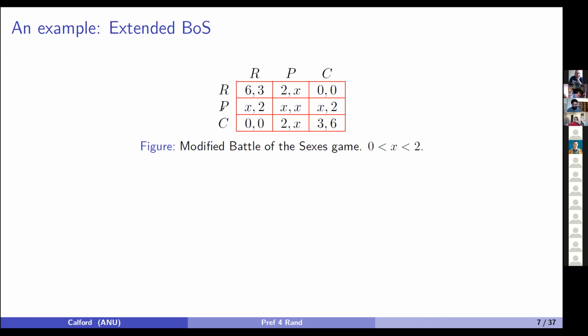We have mobile phones now. So P for phone, you can call them and ask, okay? But it's a bit embarrassing that you forgot where the date's going to be, so that's why the payoff is low.